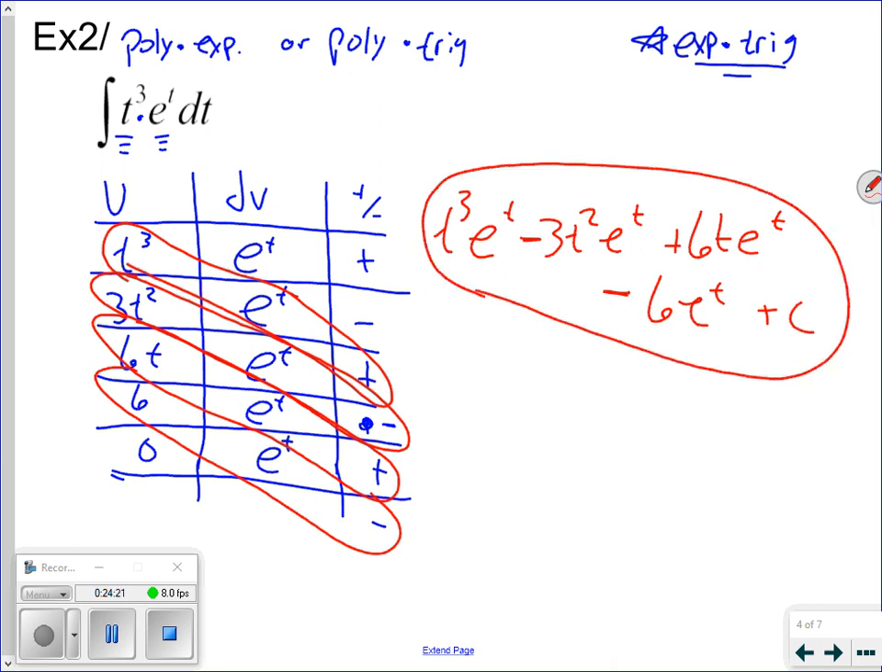Tabular made that process so much easier. Otherwise, if we did integration by parts, we'd be taking forever on that. I love it. I love it.